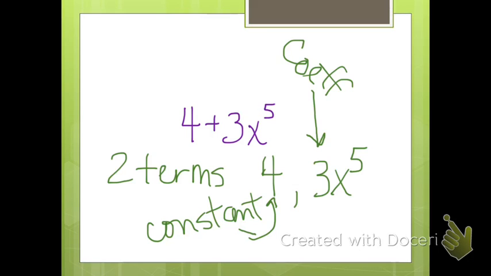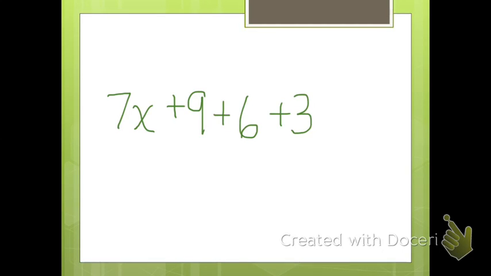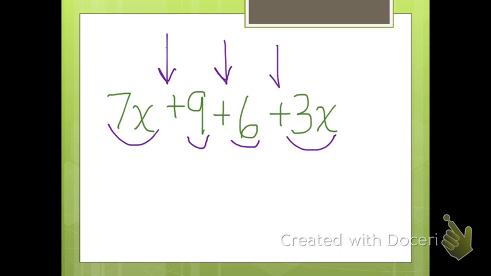Okay, let's talk about another one. Let's look at this expression: 7x plus 9 plus 6 plus 3x. How many terms would this expression have? The way it's written, it would have 4 terms, and they would be 7x, 9, 6, and 3x. Remember, we're looking for these addition signs, because terms are things being added together.